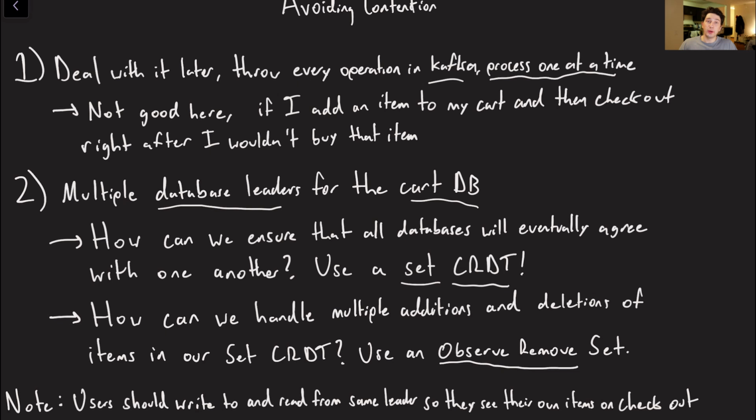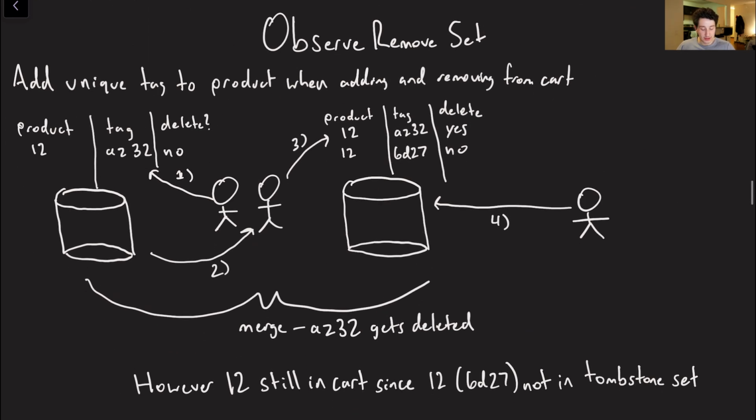And so if we do have multiple leaders, in order to avoid the case where I write an item to a database, then check out, and my item is not in the cart, we should make sure that if I'm writing to a leader of a database, one of the many, I should also read from that same one so that I can actually see my own items on the checkout. Otherwise, you make it possible that you check out and don't have the item you just added. Cool. So hopefully that all makes sense so far.